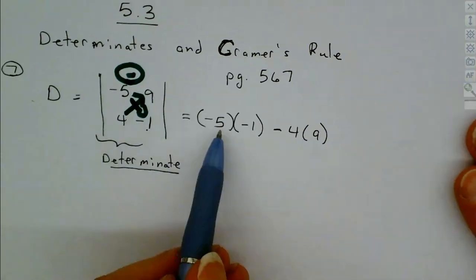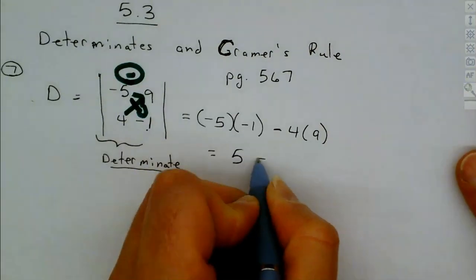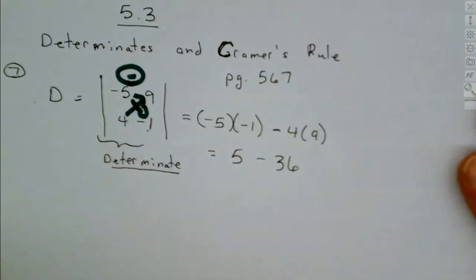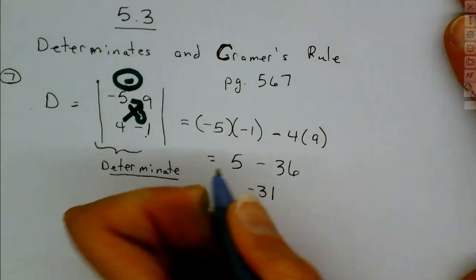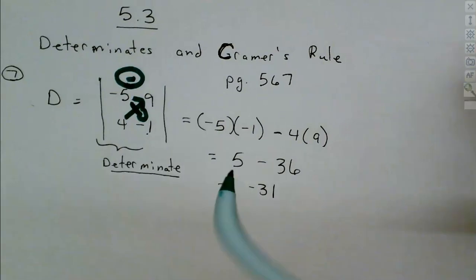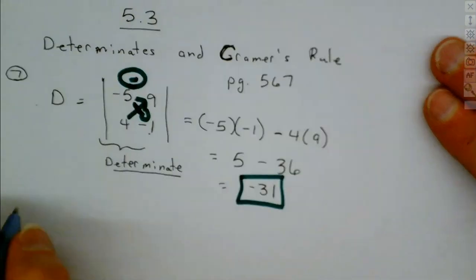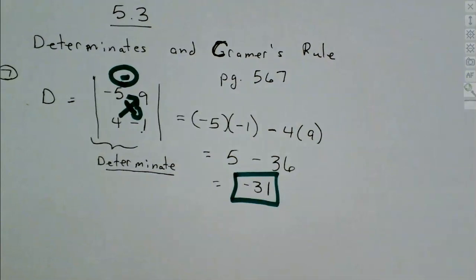Now, when we multiply this out, we have negative 5 times a negative 1. It makes it 5. 4 times 9 is a 36. And 5 minus 36, well, that makes that now a what? Minus 31, and that's your solution. Yep, that's it. These are determinants. When we do 3 by 3s, it's a much different process. It's much more difficult. Let's do 9.